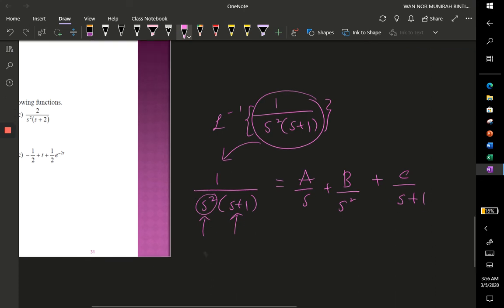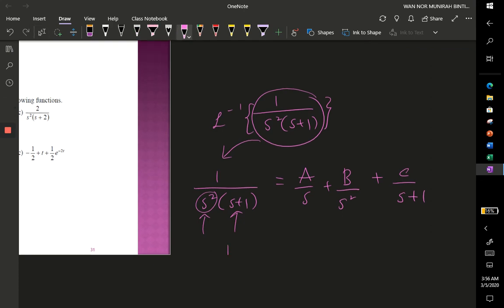The first thing is, make sure that we want to share the same denominator. You want to share the same denominator, so that your denominator must have s square (s plus 1). Okay, s square (s plus 1), but look at your A. You just have A over s. How to get s square and s plus 1?